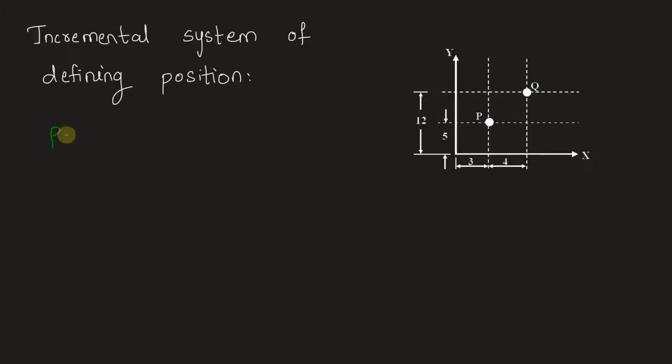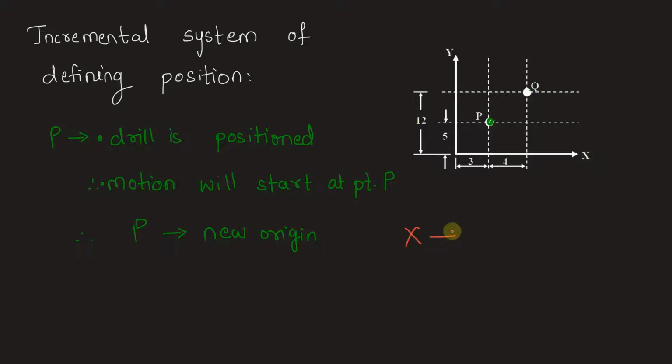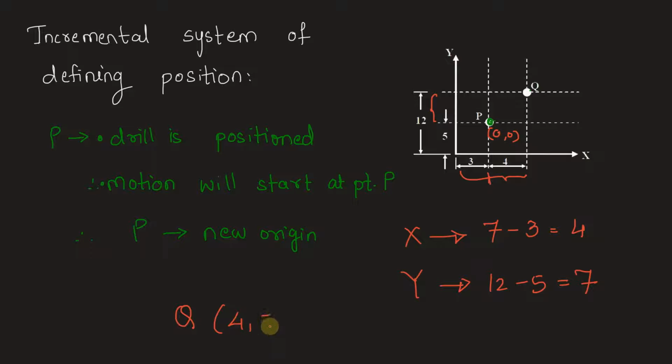So point P is where the drill is positioned. Therefore, motion will start at point P and therefore P will be considered as the new origin. So if P is considered as the origin, what are the coordinates of point Q with respect to P? We can write x coordinate is given as 7 minus 3, because P is now at 0, 0 in the new coordinate system. So 7 minus 3, which is 4, and y coordinate will be given by 12 minus 5, that is 7. Coordinates of point Q will be 4, 7, and this is with respect to origin P.